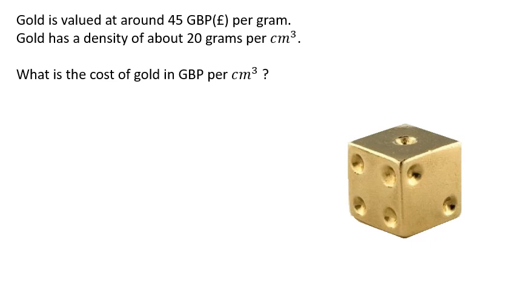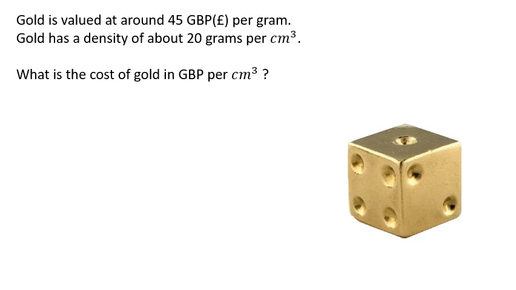A gram of gold costs £45 currently, and a cubic centimetre of gold weighs about 20 grams. It's actually more like 19.3, but we'll go with 20 to make the maths easier. How much would a solid gold six-sided die cost? This particular one is a centimetre by a centimetre by a centimetre.